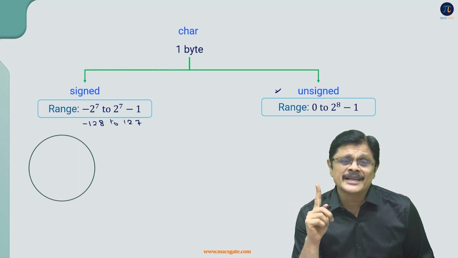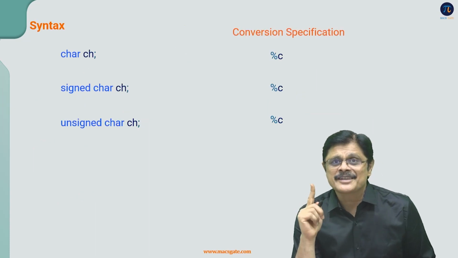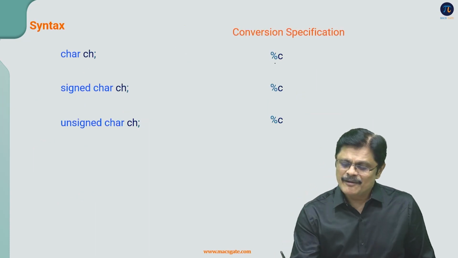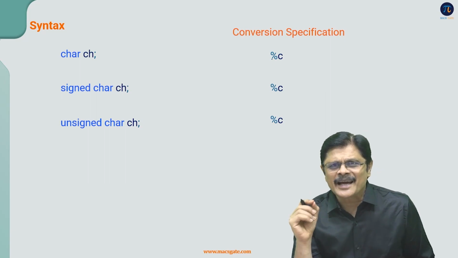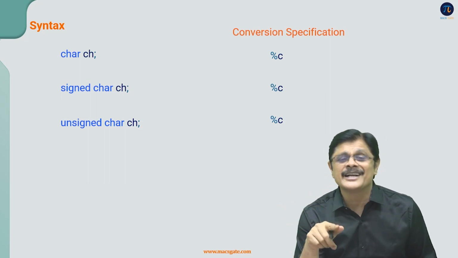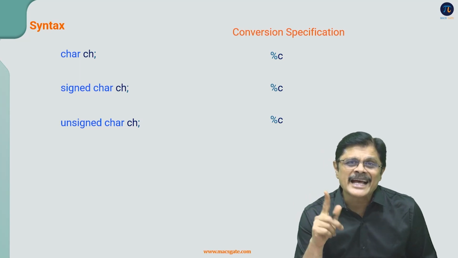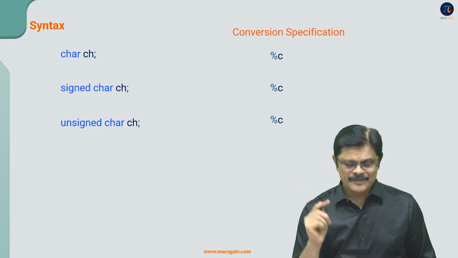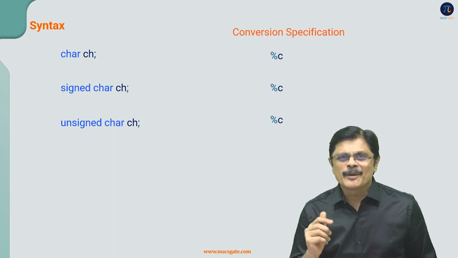Remember %c. Please remember, for all the types, the conversion specification for the character is %c. But if you use %d, the corresponding ASCII value will be printed. Okay, so let us try one simple program.